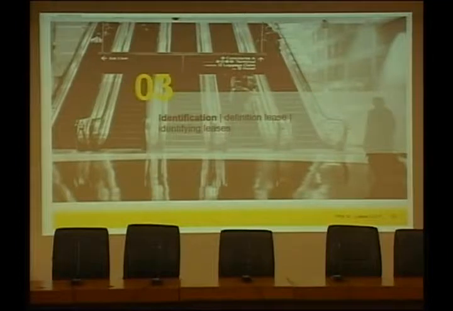Okay, in my opinion, I think this is the most important part, identification of an asset, which really defines a lease contract.